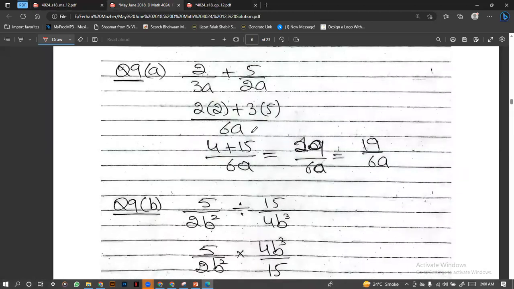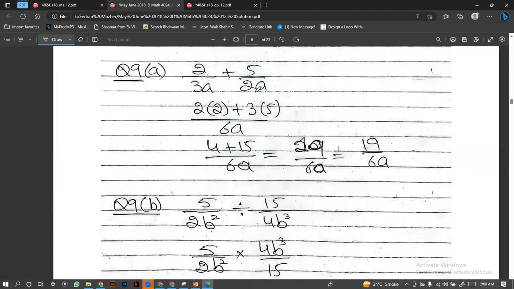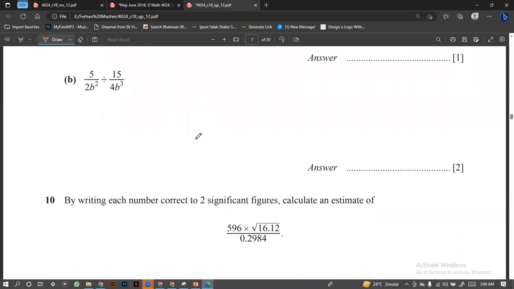Okay, so 6a divided by 3a, you get 2. 2 will multiply with this numerator, so 2 into 2 here, plus, then divide this LCM by this denominator. You get 3. 3 will multiply with the 5, 3 into 5. So this is 4 plus 15 divided by 6a. That is 19 by 6a. So 19 by 6a is the right answer, sir. This is the solution. Okay, so we are going to the next question.